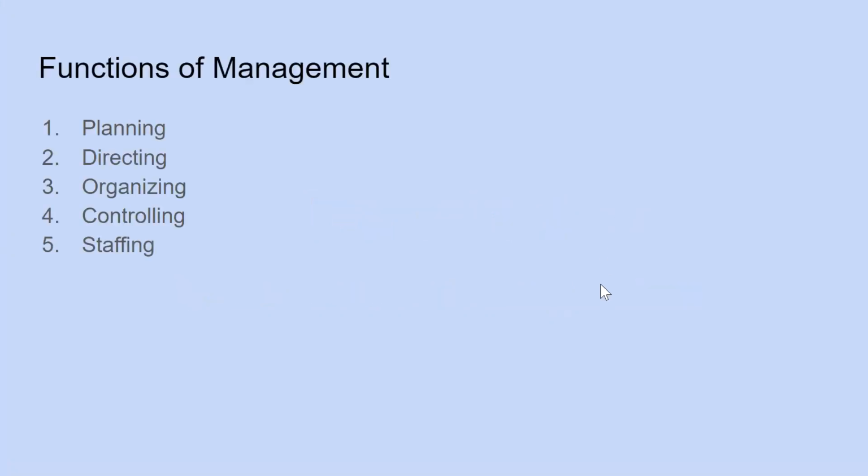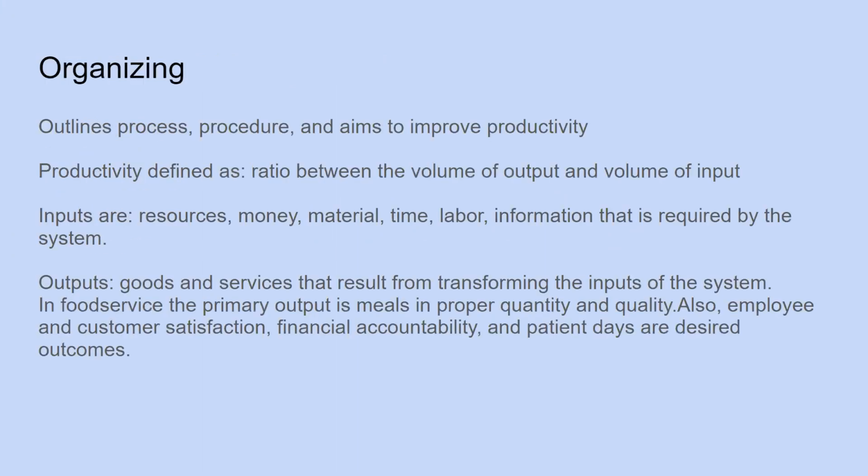So the functions of management are planning, directing, organizing, controlling, and staffing. And today we're going to focus on organizing to start out with. Organizing outlines processes, procedures, and aims to improve productivity of a system.